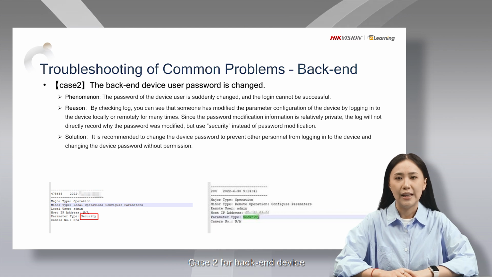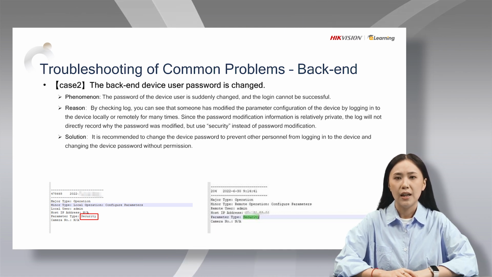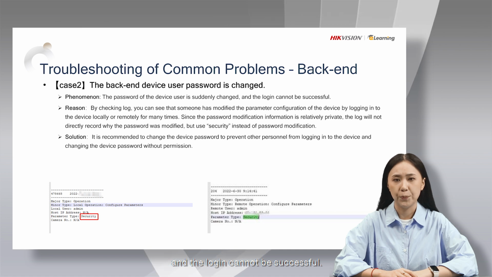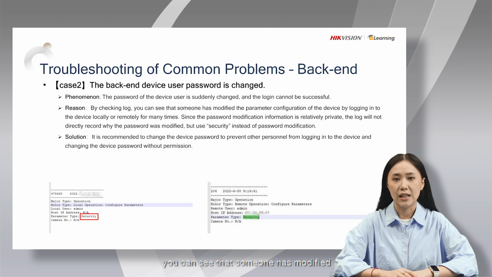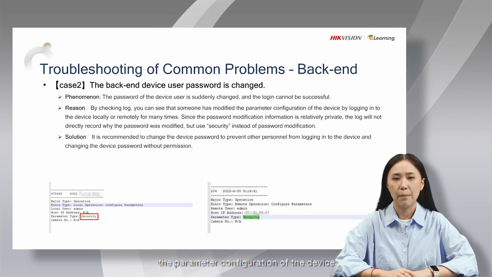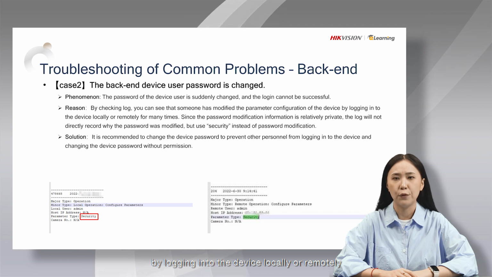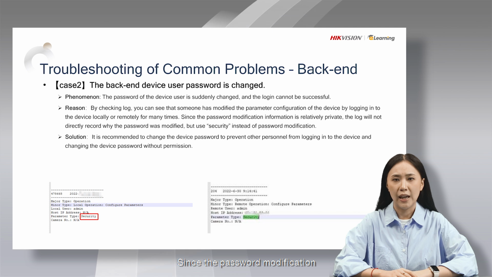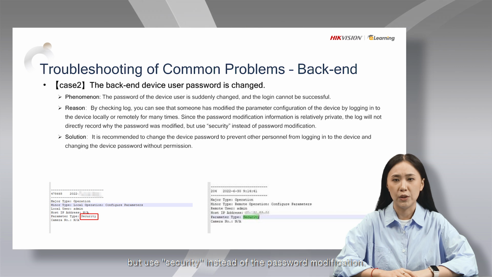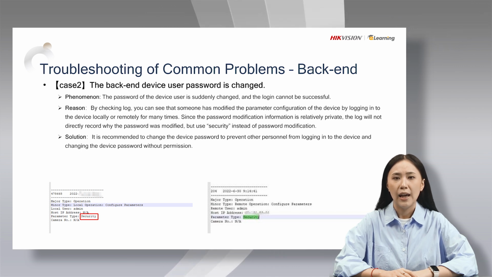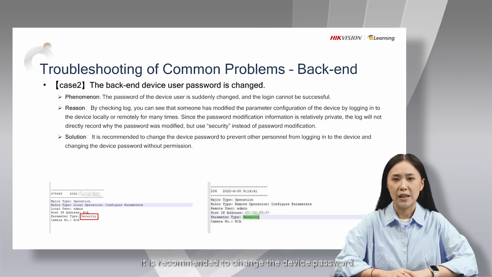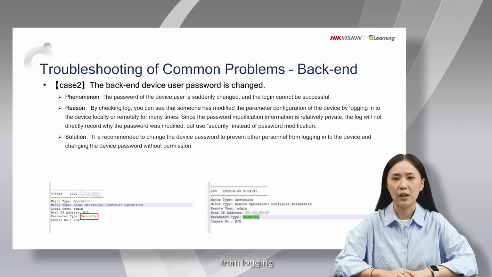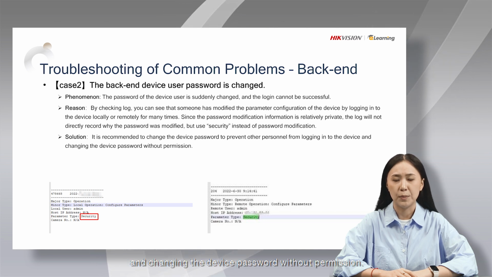Case 2 for backend device. The backend device user password is changed. The phenomenon is that the password of the device user is suddenly changed, and the login cannot be successful. By checking the log, you can see that someone has modified the parameter configuration of the device by logging into the device locally or remotely many times. Since the password modification information is relatively private, the log will not directly record why the password was modified, but uses security instead of the password modification, just like the figure below. In this situation, it is recommended to change the device password to prevent other personnel from logging into the device and changing the device password without permission.